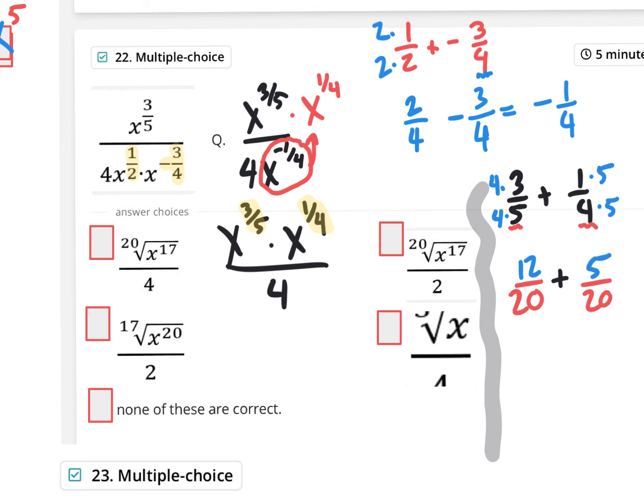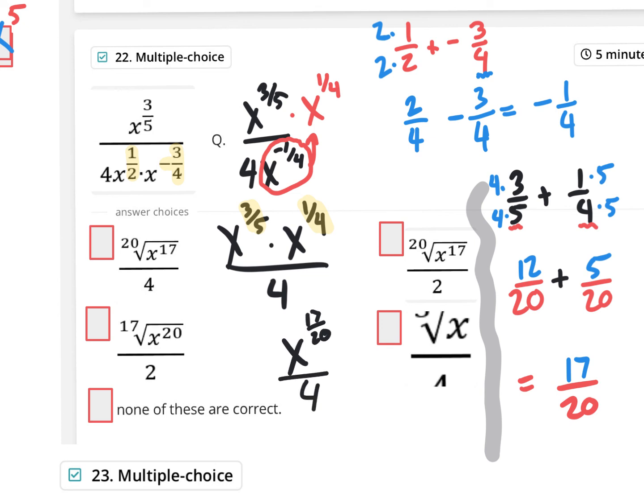So what do we end up with? The final answer is, it's still 20 in the denominator, but up on top it'll be 17. Now that's the final answer for the exponents. So my answer to this numerator is x to the 17/20 power. So let me write that down. x to the 17/20 power over 4.